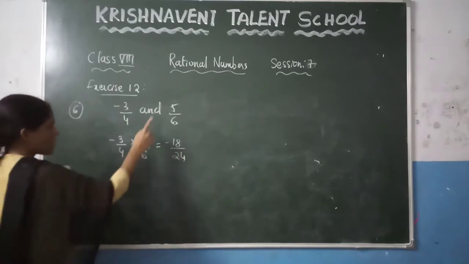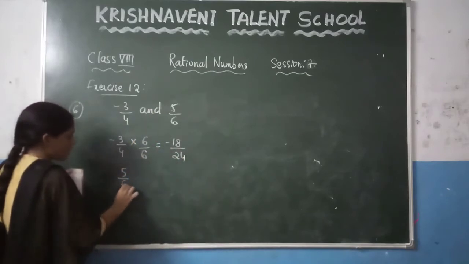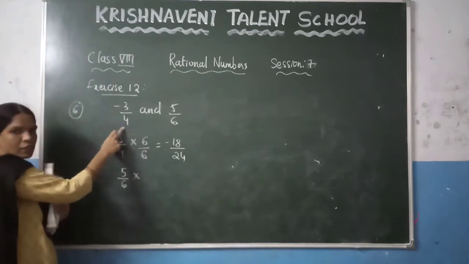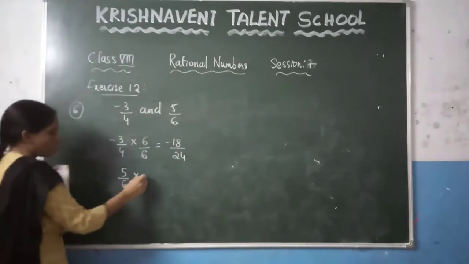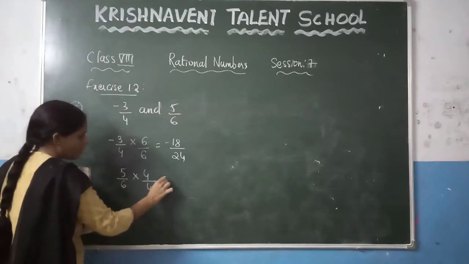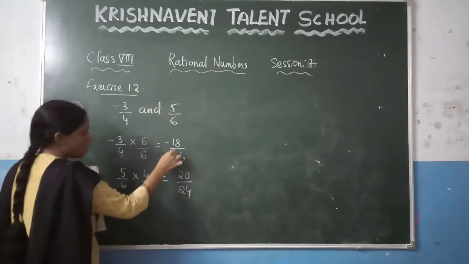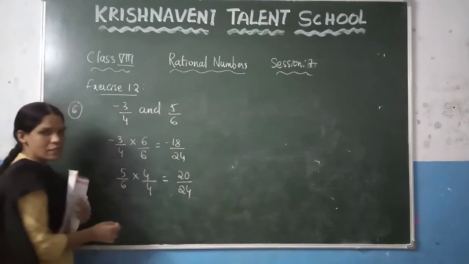Now take the other fraction. What is the other fraction? 5 by 6. Now which number do you need to multiply here? The denominator of the other fraction. What is the other fraction's denominator? 4. Multiply and divide by 4. What do you get? 5 times 4 is 20 and 6 times 4 is 24. Now we have made the denominators equal.